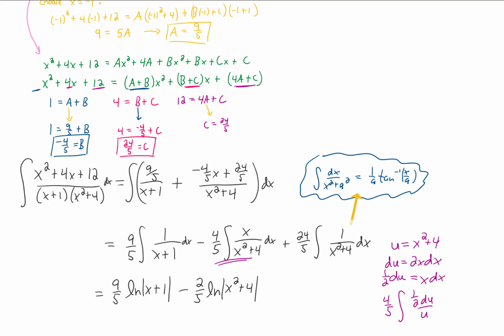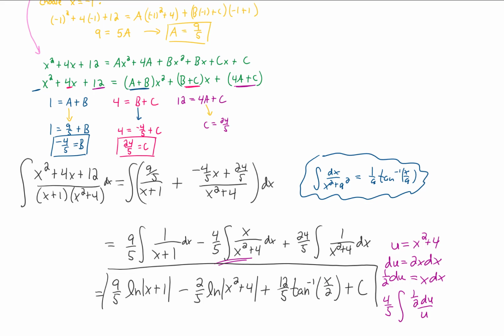This last piece of the integral looks just like an inverse tangent integral with a equals 2. So integrating that is going to give us a 1/2 times the inverse tangent of x over 2. Bringing that 1/2 out in front is going to give us 12/5 times the inverse tangent of x over 2. And that is going to do it for that integral.